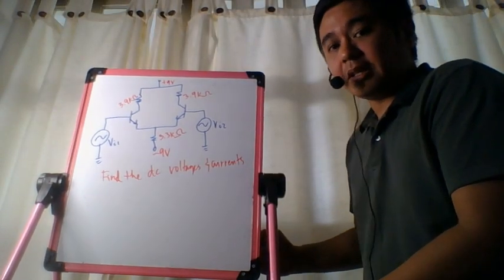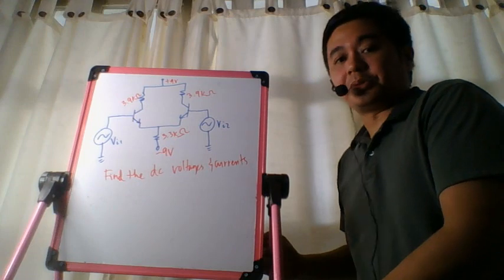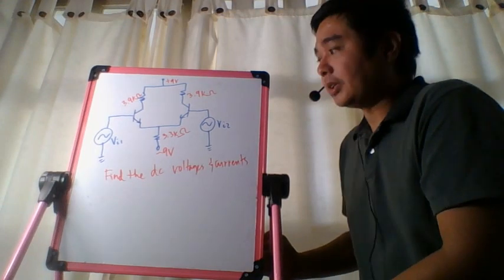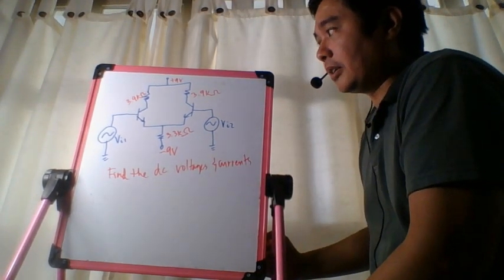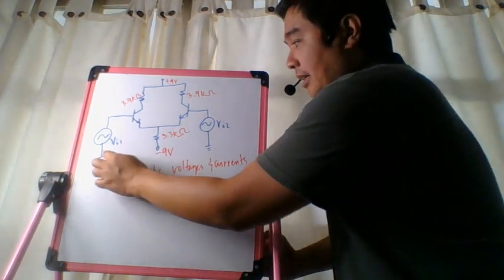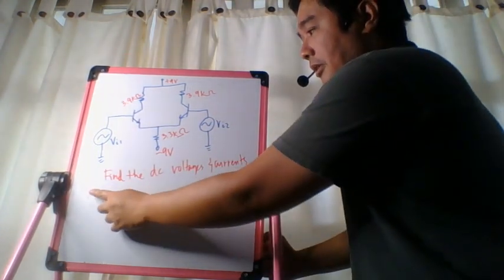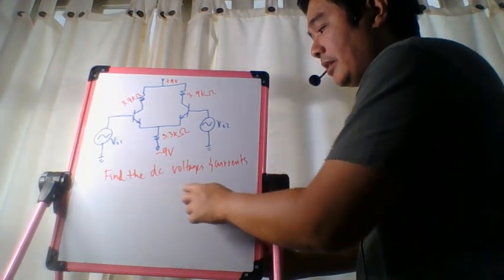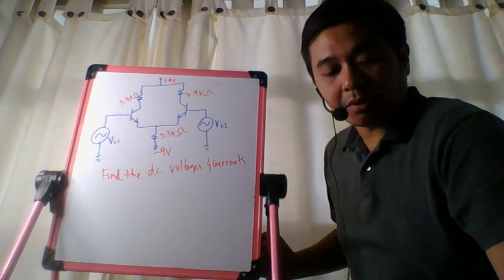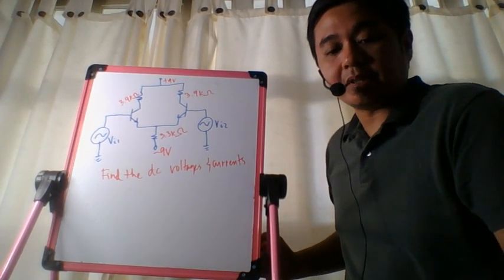Let us now go to the example. We have a differential amplifier. So ngayon meron na tayong mga values. We have 3.9 kilo ohms both for RC. We have 3.3 kilo ohms para sa ating RE. We have plus and minus 9 volts for the supply. Meron tayong AC inputs. Okay? So, our task here is to find the DC voltages and the current. So, yung mga dinerive natin earlier in our discussion, yun yung gagamitin natin na equation to solve for the DC parameters of this differential amplifier.